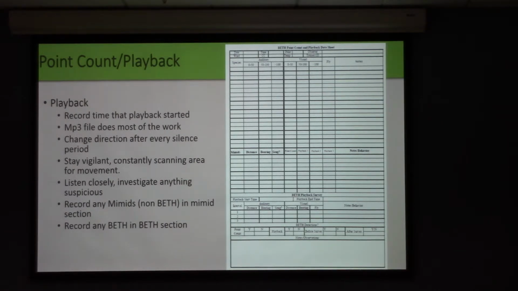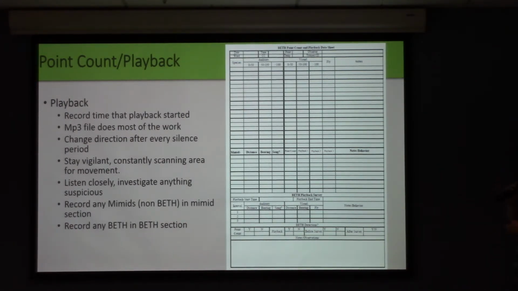Now the playback, okay, so we've been silent for 3 minutes, we've recorded every species, now we're going to start the playback. And so what we do now is we record the time that we're starting. The playback lasts for a total of 4.5 minutes. So the playback end time, you can just calculate that afterwards if you want, or you can write it down, it's just the end of your survey.